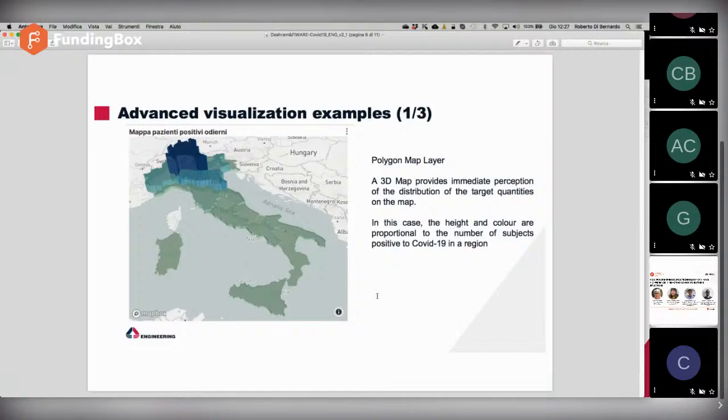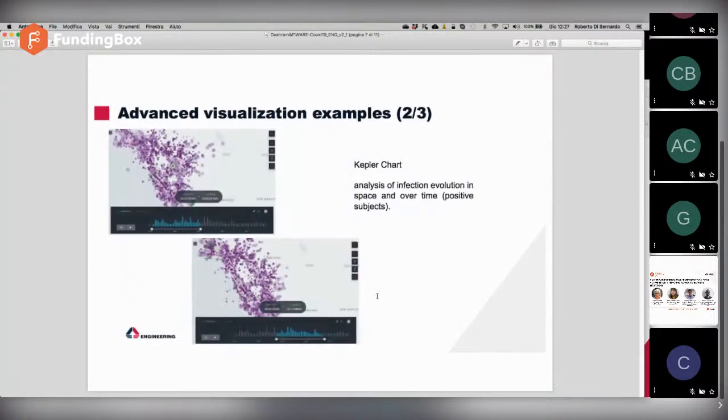That is a polygon map layer that allows us to visualize the cases region by region, giving an immediate perception of the number of positive subjects, again, region by region, with a 3D map visualization. We also had a Kepler chart visualization that had not only space capability, so showing the space distribution of the cases, but giving also insight on the time evolution of the cases, even location-based.